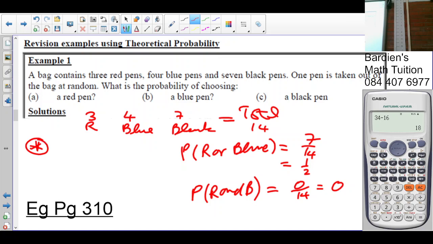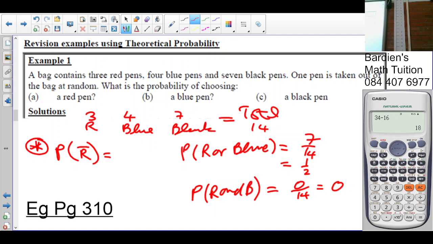Right, listen. What's the probability of you drawing... What does that thing on top mean? Not. So he says the probability of not red.